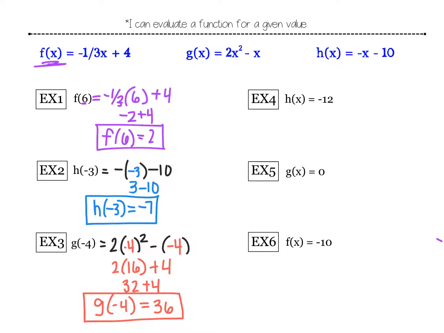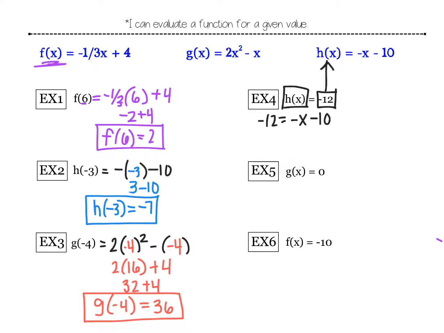So now we're going to look at how do I find the input if I'm given the output. So over here, I was given f of 6. So I was looking for what is the output when the input is 6. So here, I know that the output is negative 12. What would be the input? So I'm going to find the correct function. So I'm using the h function. And instead of h of x equals negative x minus 10, I'm going to put negative 12 in for h of x. So I'm going to say the output is negative 12.